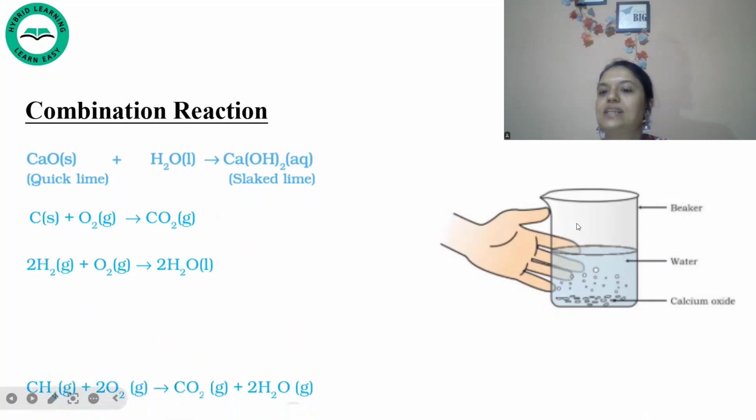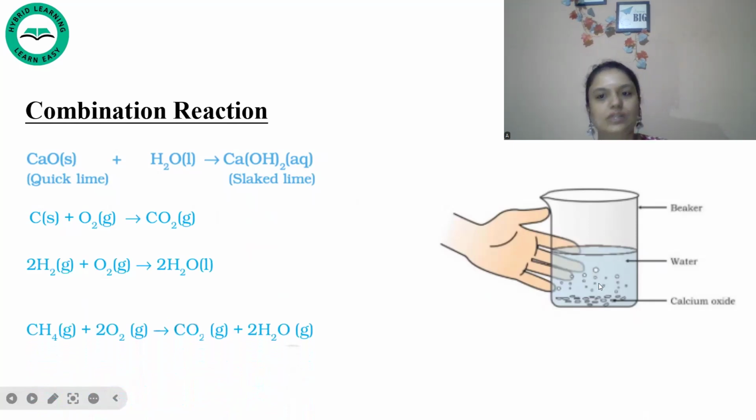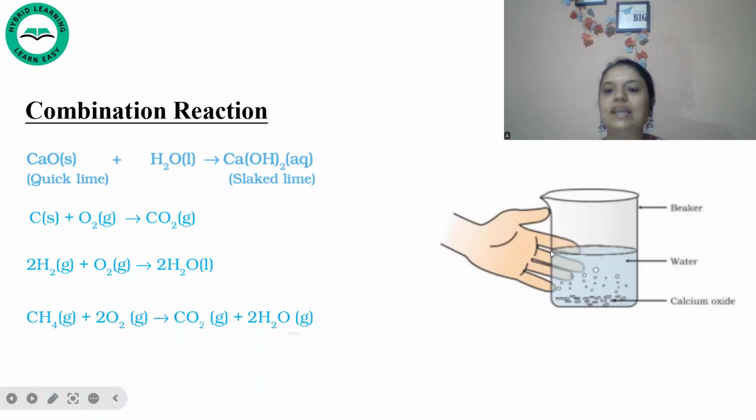Now, if you see this right hand side figure, it corresponds to the same. So you have calcium oxide here and water here. If you see what is happening, we are getting calcium hydroxide. So what's the speciality of combination reaction? If you see, a person is touching the beaker. Whenever you get these kinds of reactions, along with the product, you're going to get an evolution of a little bit of heat. So you can understand, yes, the reaction has proceeded. Okay. So let's see other examples.